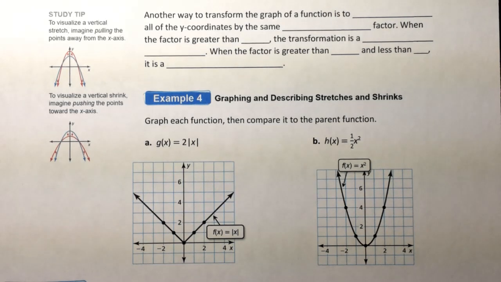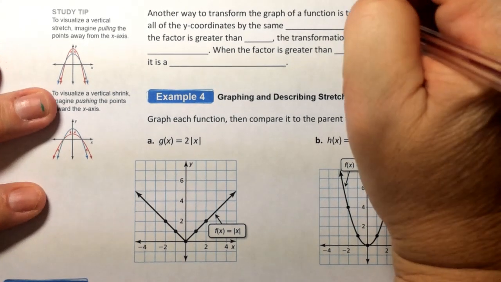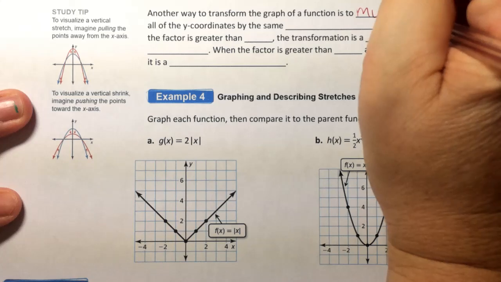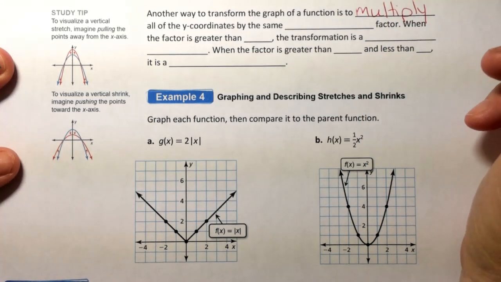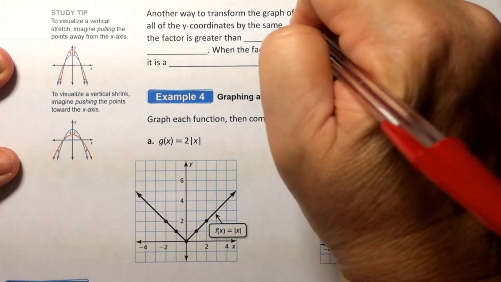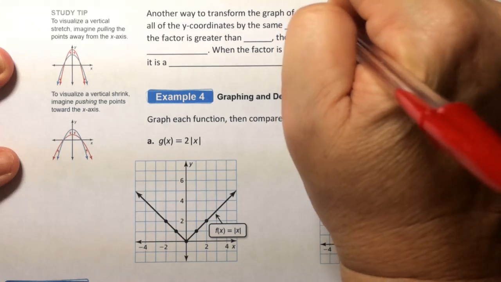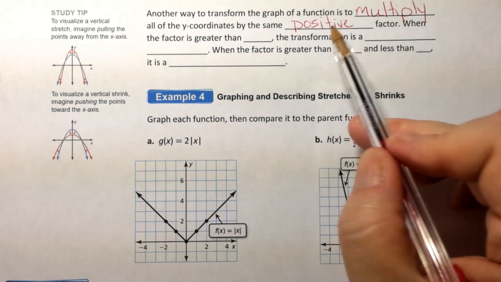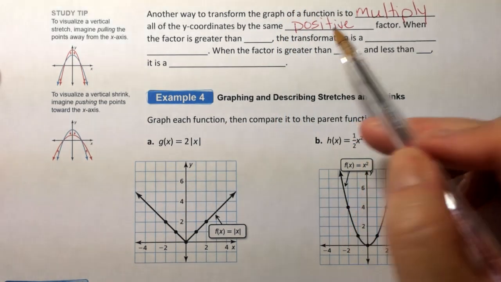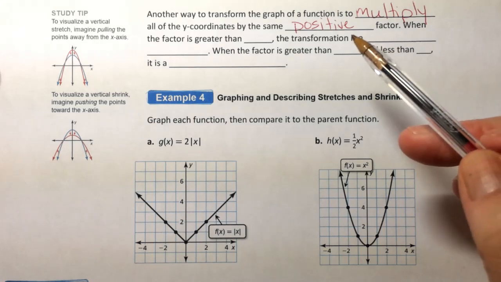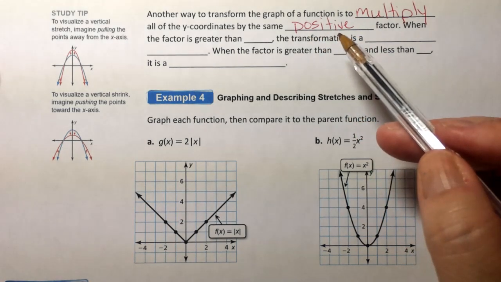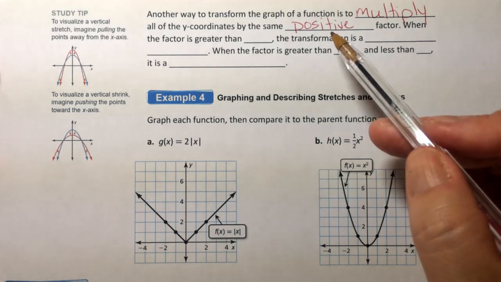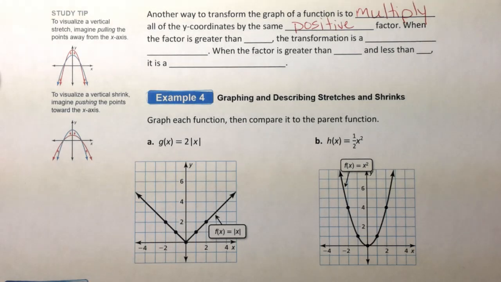All right, so another way to transform the graph of a function is to multiply all of the y coordinates by the same positive factor. I do want to point out this is an important word because as you noticed earlier we had a negative. That negative is a reflection. So every time we stretch and shrink, it will always be a positive number. If you have a negative, that is affecting the reflection part of it.